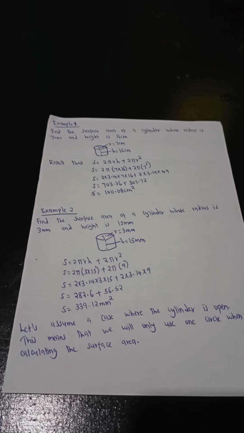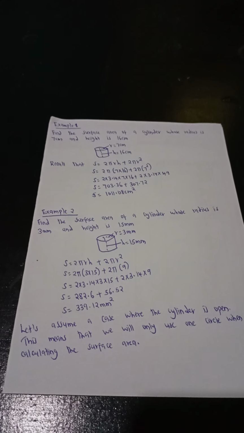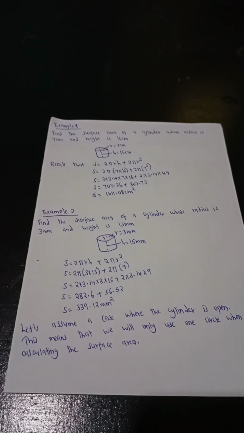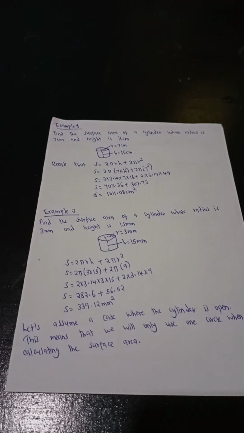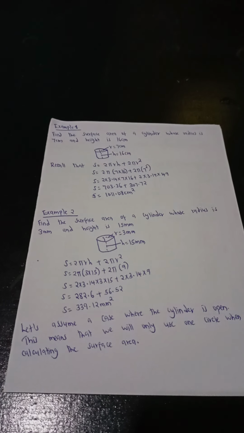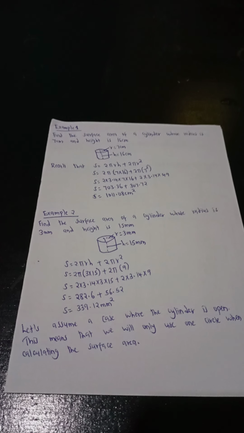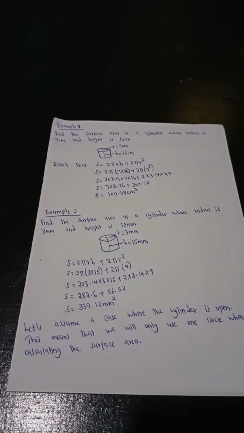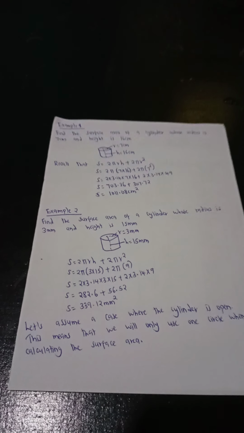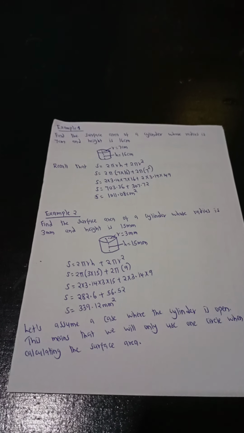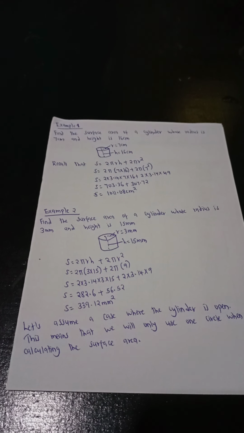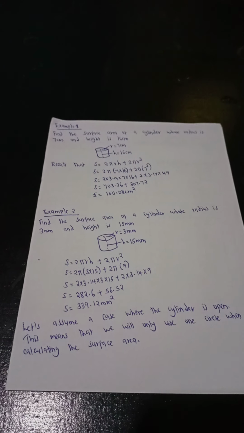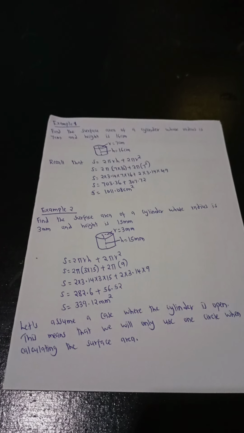Let's go to example 2. Find the surface area of the cylinder whose radius is 3 millimeters and the height is 15 millimeters. And you're saying again that surface area is going to be 2 pi r h plus 2 pi r squared. In this case, it's going to be 2 times 3.14 times 3 times 15 plus 2 times 3.14 times 9. When we calculate that, we get that the surface area is going to be 339.12 millimeters squared.